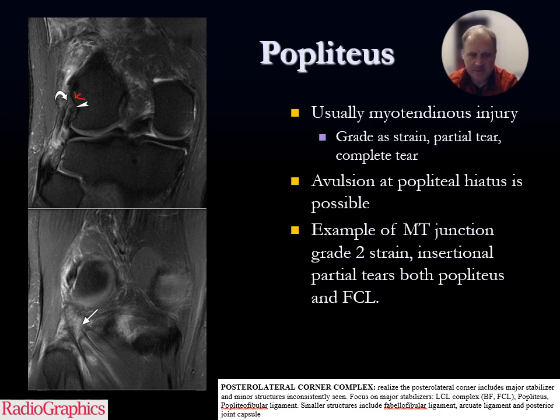Here's an example of a myotendinous junction, grade 2 strain with insertional tears, partial tears of the popliteus and the fibular collateral ligament. So just showing some of those findings here, you have this edema and partial disruption centered at the myotendinous junction of the popliteus. But not only that, you have some irregularities and abnormalities of the insertional popliteus on the deeper part and the fibular collateral ligament, or LCL, more superficially, to represent all those things being partially torn, basically.